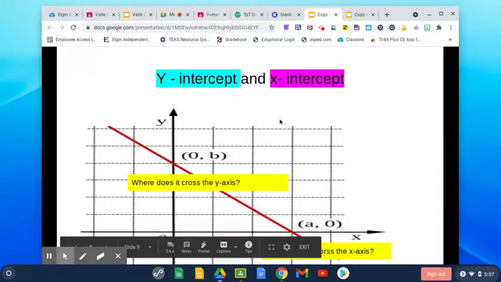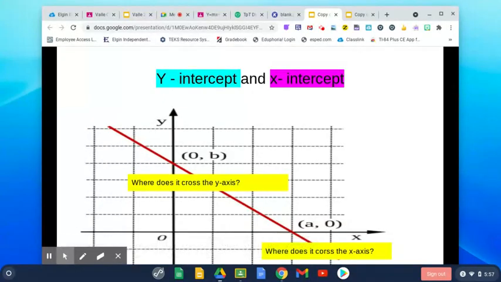Think of it like this. The y-intercept: ask yourself this question, where does it cross the y-axis? The x-intercept: ask yourself, where does it cross the x-axis?